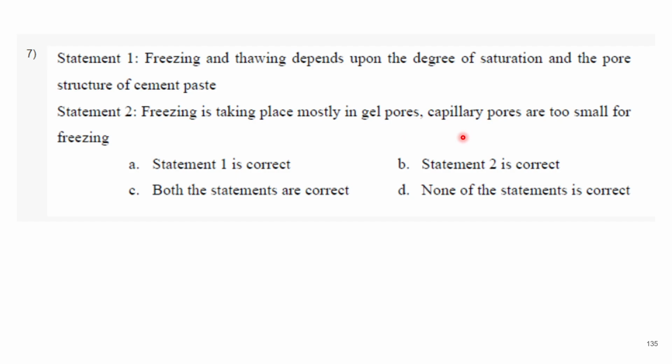If you may remember, I also discussed the capillary pores. They are greater. They range from 3 nanometer to 30 micrometer, and gel pores are lesser than 3 nanometer. So gel pores are too small for freezing. Freezing is taking place mostly in capillary pores. So statement 2 is incorrect, and therefore statement 1 is correct.